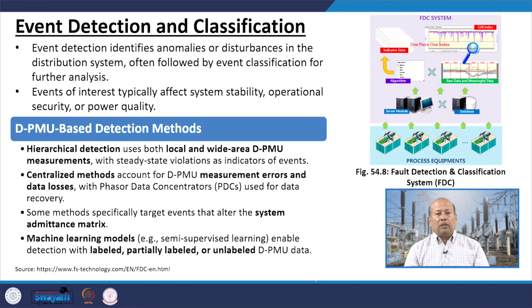whereas in the case of machine learning methods, for example semi-supervised learning, it enables detection with labeled, partially labeled or unlabeled D-PMU data. So, fault detection classification system, FDC, as you could see, the process equipment is placed, and you could see server modules, and you can see database, and algorithms are used on the indicated data.